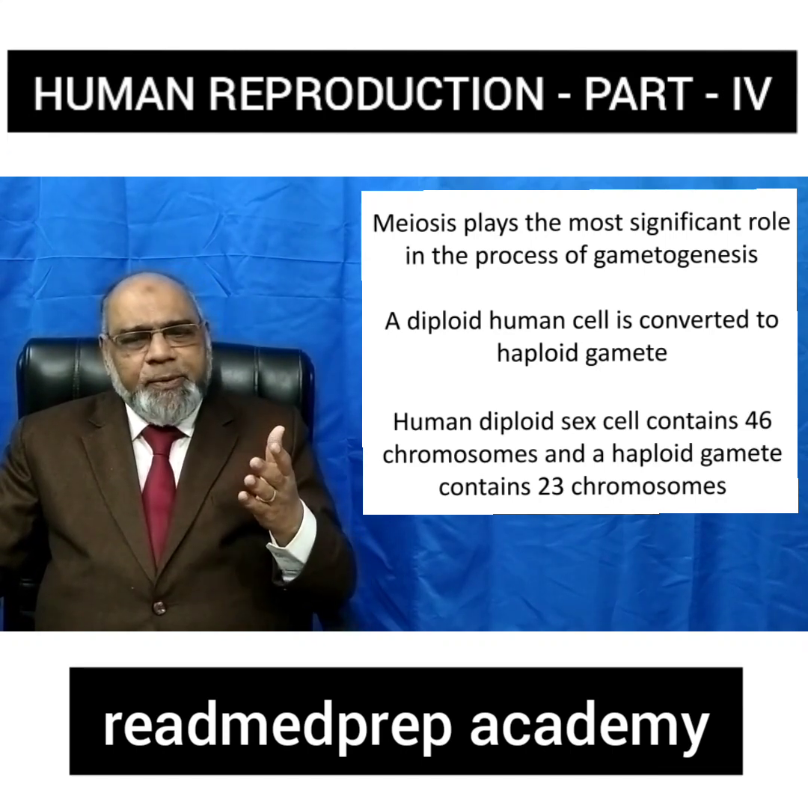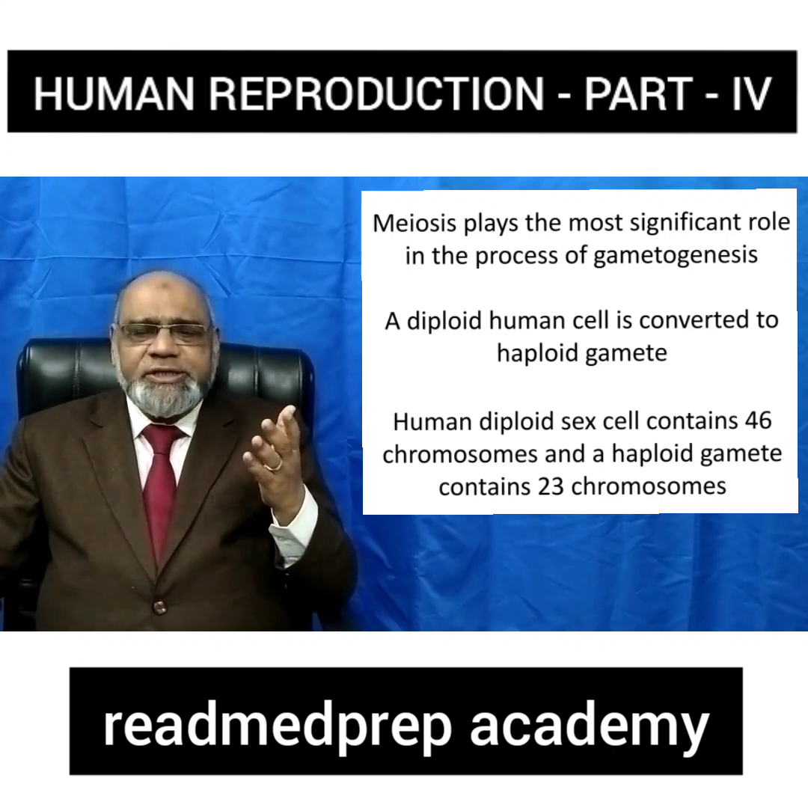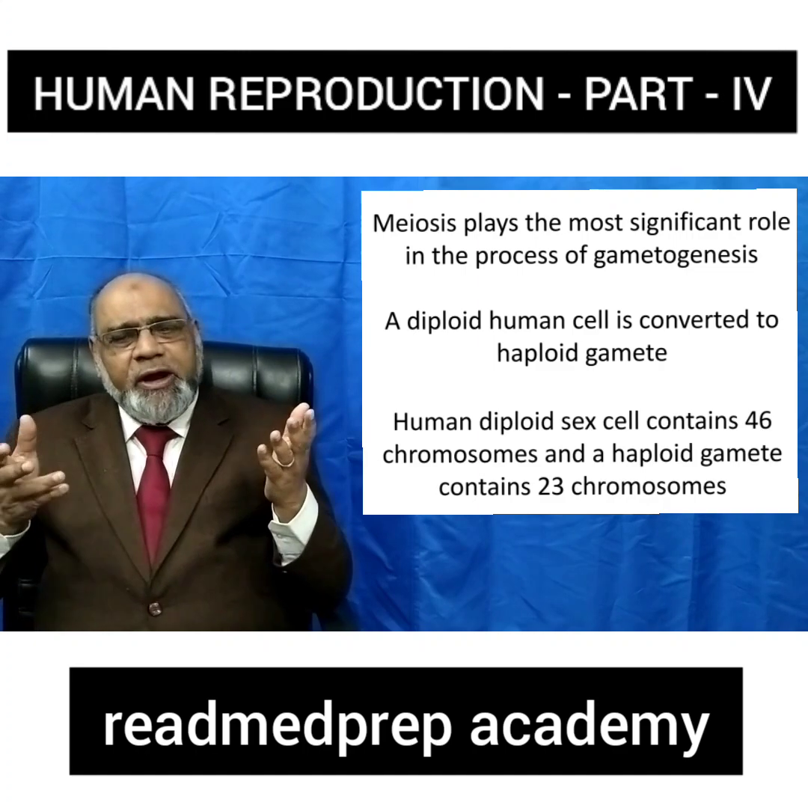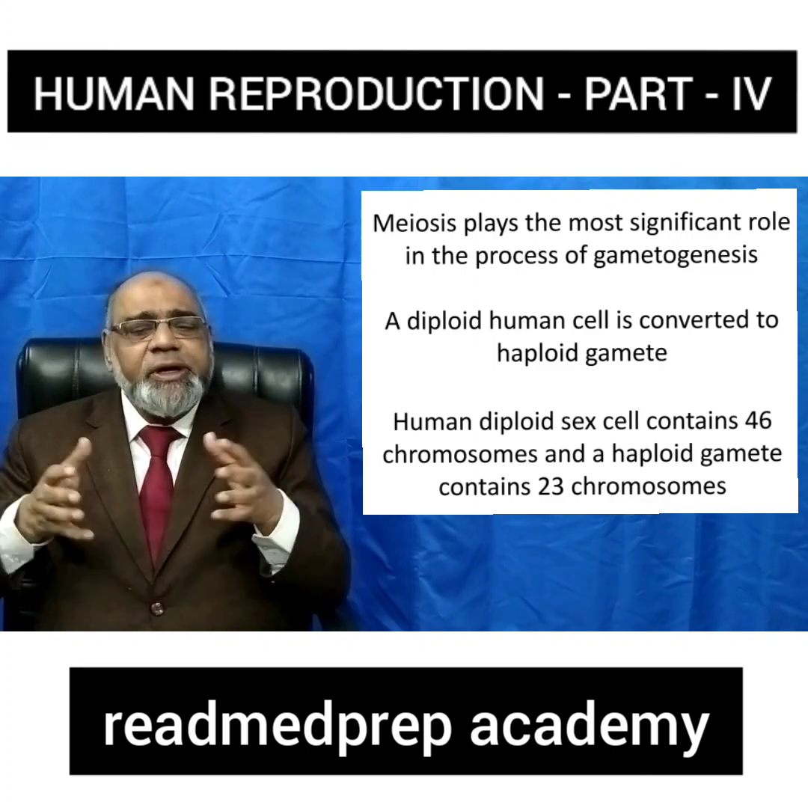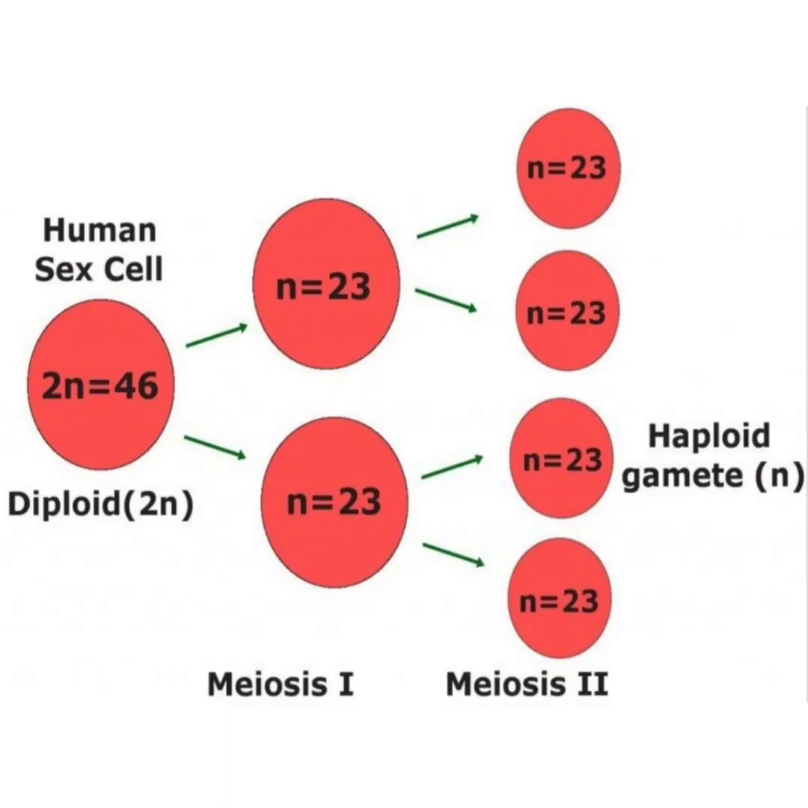A diploid sex cell contains how many chromosomes? 46 chromosomes. And a haploid gamete contains 23 chromosomes. We represent the diploid by 2n and the haploid by n. So 2n is equal to 46 chromosomes and n is equal to 23 chromosomes.